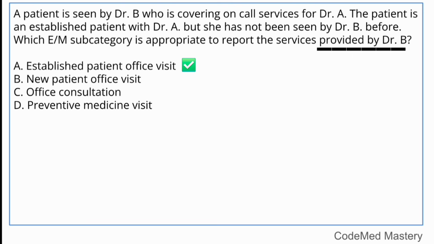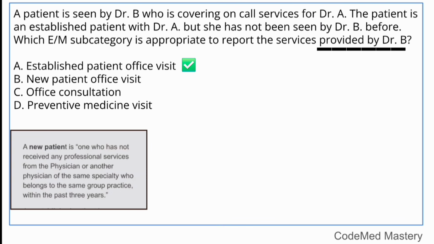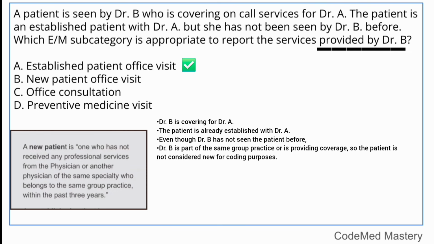Why? Because according to CPT guidelines, a new patient is one who has not received any professional services from the physician or another physician of the same specialty who belongs to the same group practice within the past 3 years. In this particular scenario, Dr. B is covering for Dr. A. The patient is already established with Dr. A. Even though Dr. B has not seen the patient before, Dr. B is part of the same group practice or is providing coverage, which means the patient is not considered new for coding purposes.